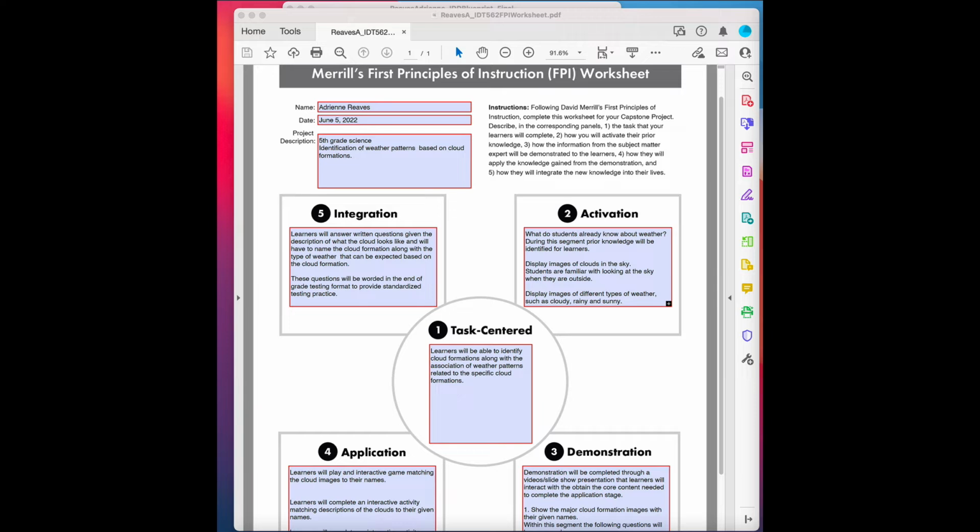Students will apply the skills they learned from the SMEs' demonstration in the form of interactive learning games. Students will have to match the clouds' images, descriptions, and weather patterns with names. Students will integrate the new learning into their working memory by using the information to answer end-of-grade style questions, as well as independently demonstrating mastery of identification of cloud formation when given a visual or written description.